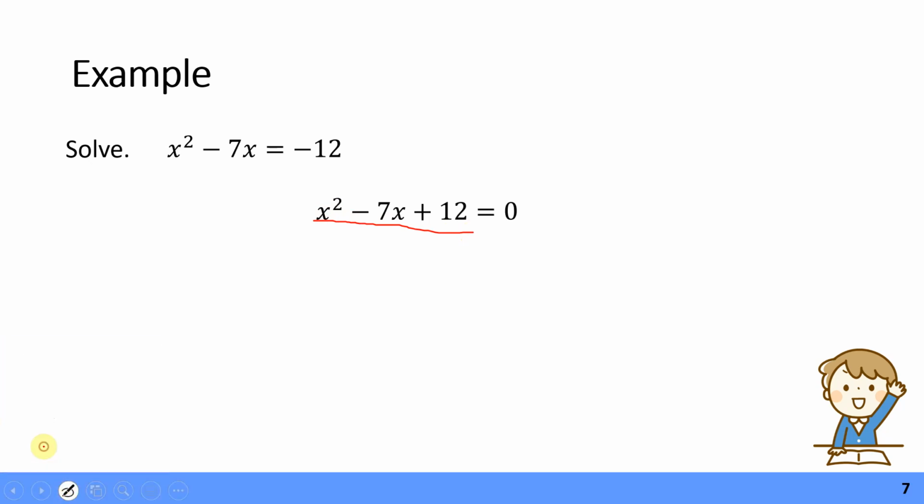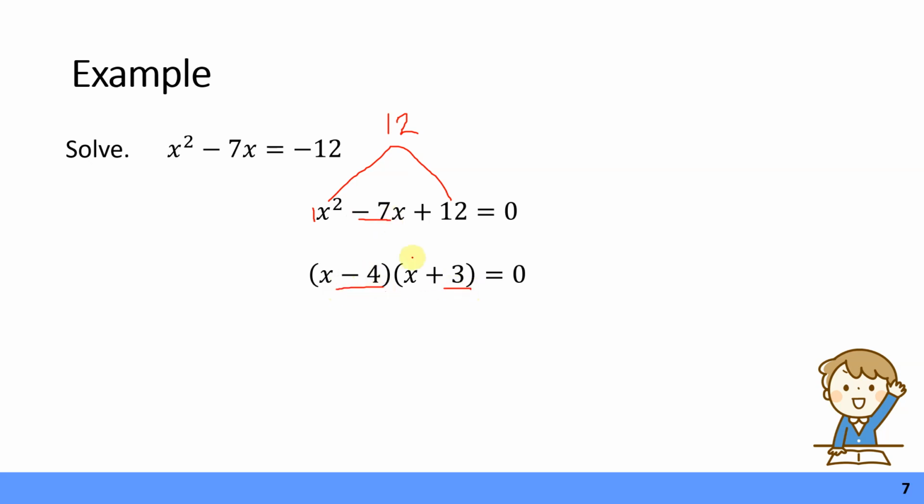In order to factor this out, remember how we learned earlier, this is a trinomial. So I have to find two numbers that multiply to 1 times 12, which is 12, and they add to the middle number, which is negative 7. So those two numbers are negative 4 and 3. Negative 4 times 3 gives me 12. Sorry about that. And then when I add them, it gives me negative 7 here.